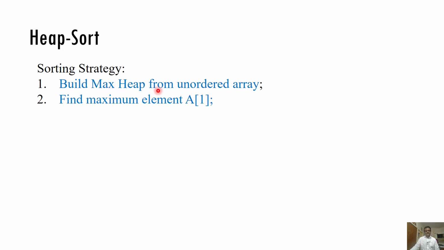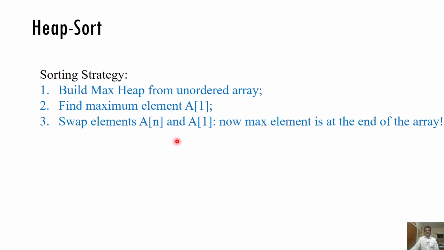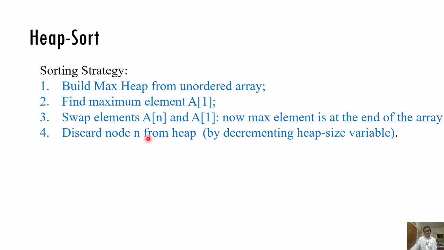We first call build max heap on the given array. Then the maximum element will be at the root, A1, the first element. The tree we are viewing is basically just an array. So, that is the maximum. Then we swap A1 and AN. Now the maximum will be at the end of the array, so we can discard that element. We discard node N from the heap, so basically we reduce the size of the array. We can have one more parameter for the size of the array, reduced by 1.